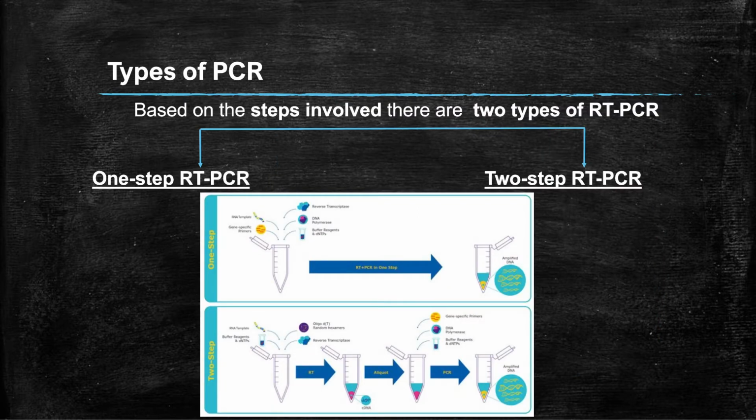Now we're going to dive in. Next, the topic is types of PCR. Based on the steps involved in the process, there are two types of PCR: one-step PCR and two-step PCR. This slide explains that, but we are going to explain it in the next slide.